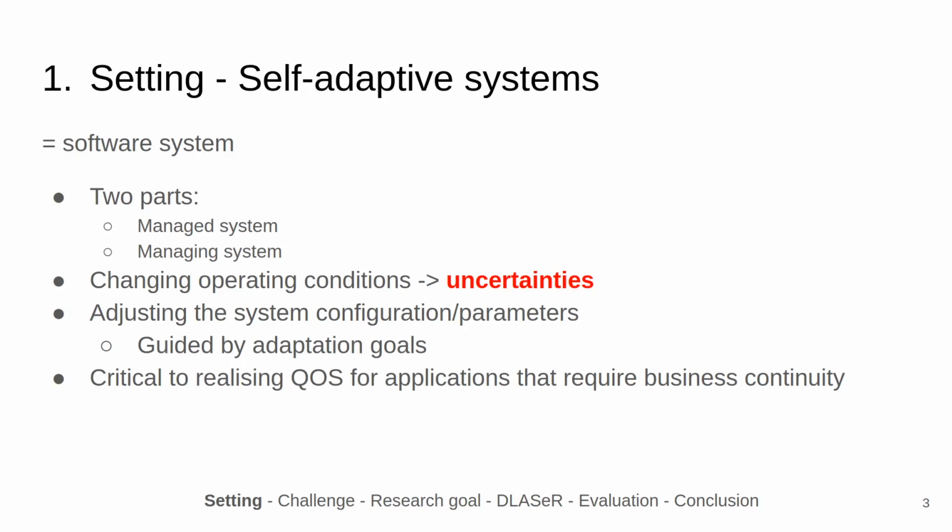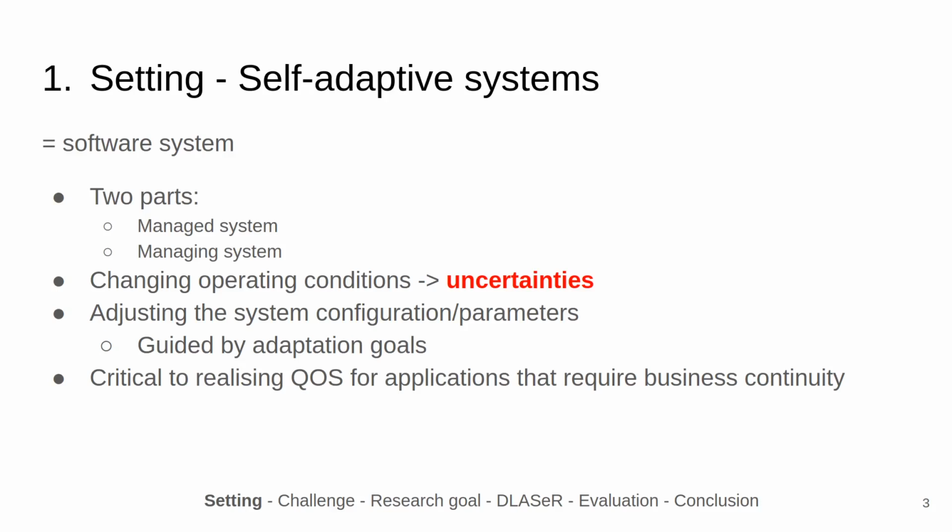So first we start off with the setting. Our work is situated in the domain of self-adaptive systems. Such systems are actually a software system that consists out of two parts. On the one hand, you have the managed system. That part is subject to adaptation. On the other hand, you have the managing system. This can be seen as a system that is placed above the managed system and manages that managed system.